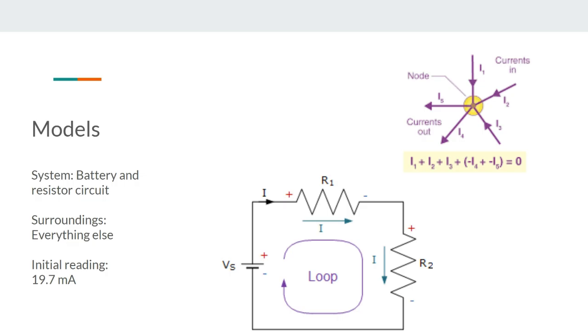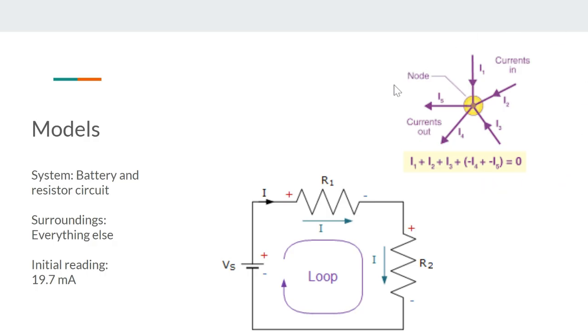Some of the models of this experiment, down here you can see kind of the setup. We got resistor 1, resistor 2, and the battery. Loops going this way with current going this way. The system is the battery and the resistor circuit. And the surroundings is everything else.